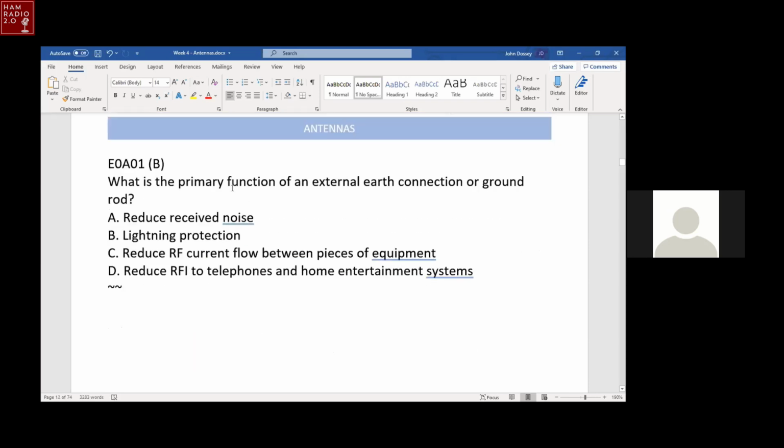What's the primary function of an external earth connection or ground rod? What would be a primary function for those ground rods? To take care of lightning. Now, I hope you don't get lightning inside your ham shack, because that's just wild electricity, tens of thousands of amps floating around looking for a low impedance to go into. And it does it in less than a microsecond.